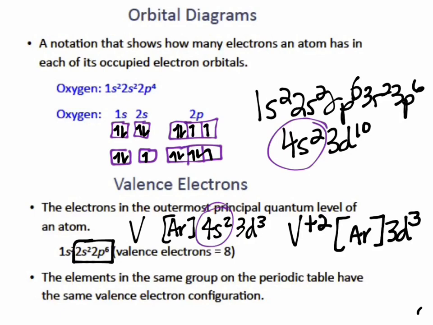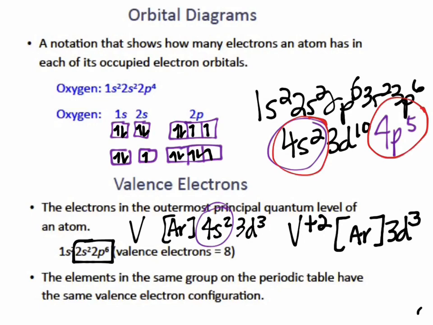If we would have gone one step further, to 4p5, that would be my valence electrons. So S can go before P, but P can't go before S. Right. S, then P. Yes.